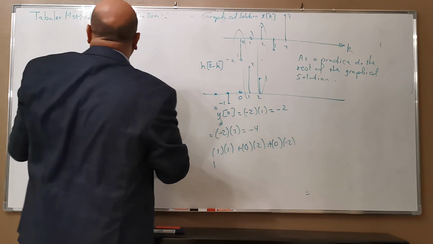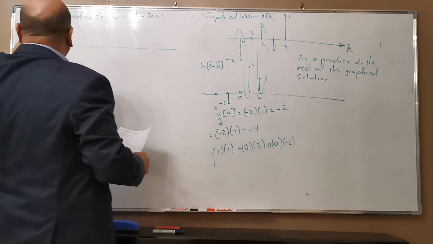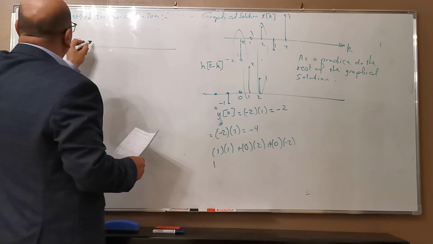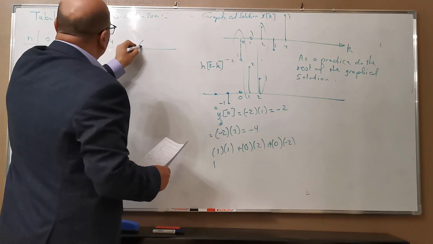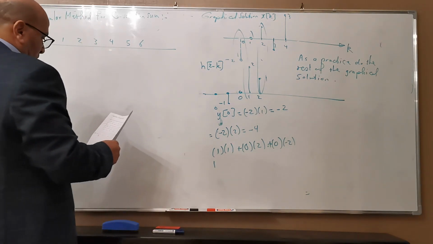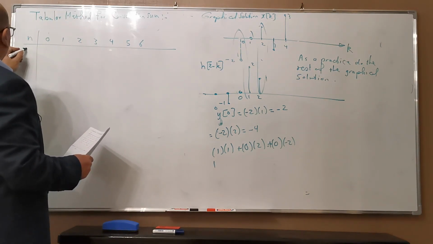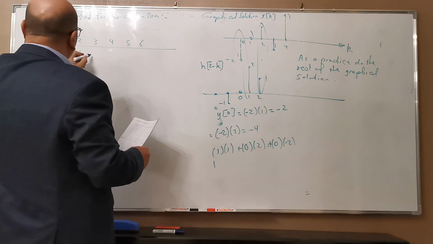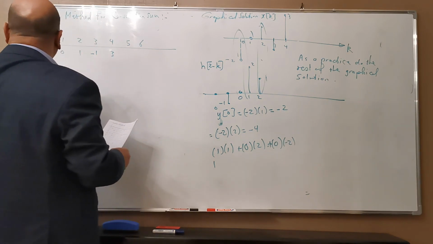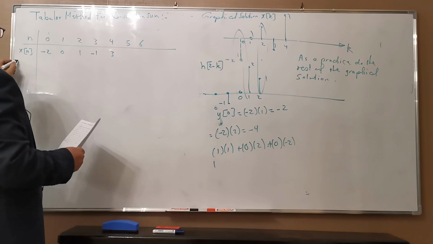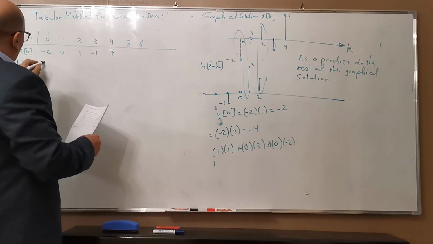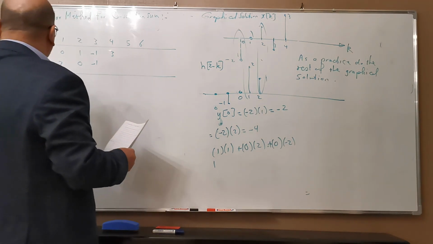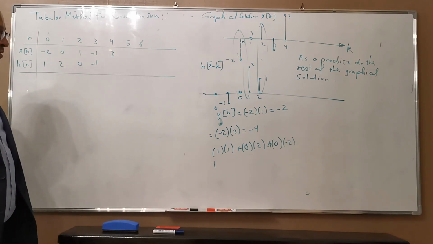Okay? So we'll use a table. What we will do here, we'll make a table. This is our index n, 0, 1, 2, 3, 4, 5, 6. And we will arrange x of n underneath: -2, 0, 1, -1, and 3. And below x of n, we will also put h of n as 1, 2, 0, -1. So those are the two sequences, and this is the index n that we have.